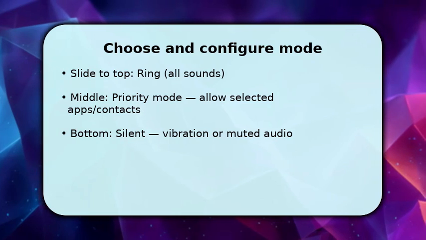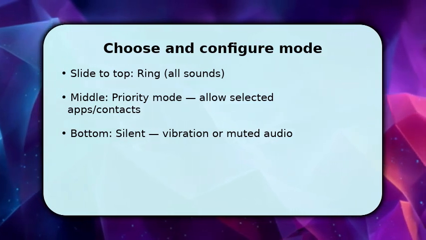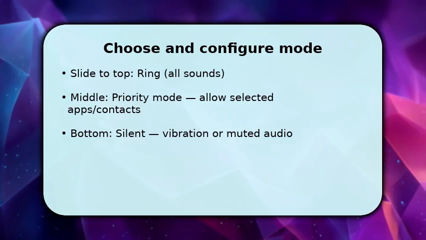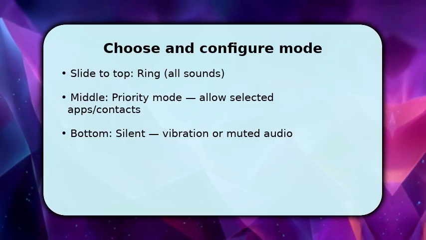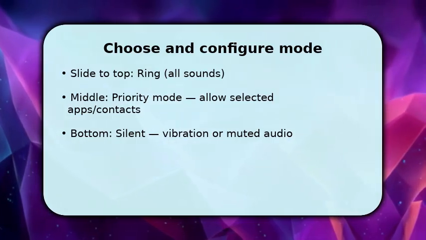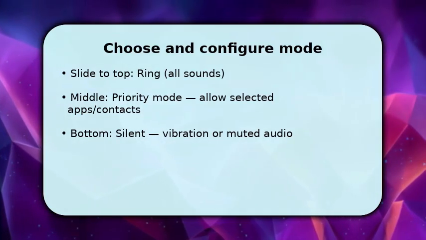Now you'll set behavior for each position. You slide to the top for ring, then go to Settings, Sound to confirm volumes and ringtone. Adjust as needed. Slide to the middle for priority. Use Do Not Disturb exceptions to allow calls or app notifications you want.